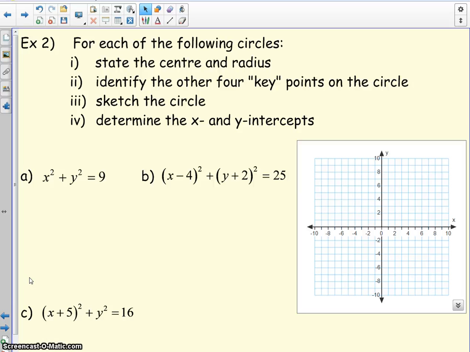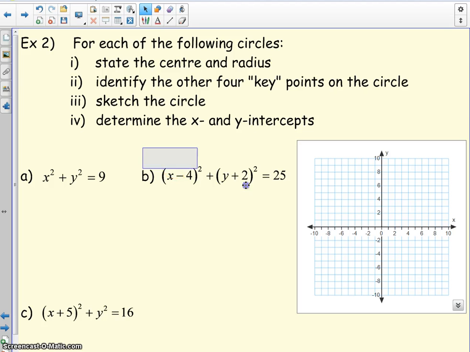For each of these three examples, I'm giving you the equation. You're going to state the center, you're going to state the radius, and we're going to find four other what we call key points in the circle. Those 4 key points, I'll show you how to find them, are going to help us make a nice accurate sketch. And once that's done, we're going to calculate the x and y intercepts for each of these circles.